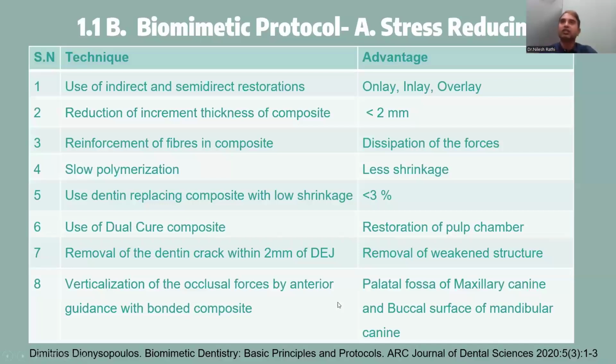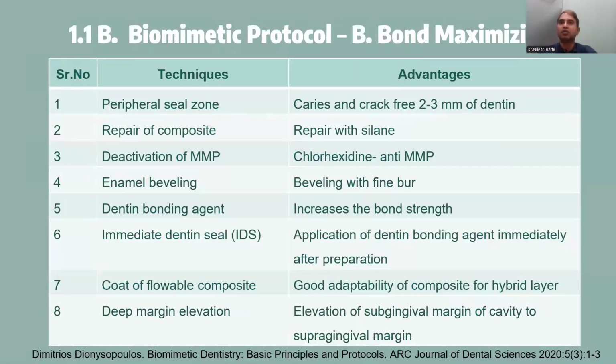After completing the stress reducing activity of the biomimetic protocol, the second is the bond maximizing protocol. The bond maximizing protocol suggests how to increase the bonding strength of an adhesive restorative material, especially resin. The most important thing is to create a peripheral seal zone. Peripheral seal zone means that around the composite restoration, there should not be any caries or crack. The occurrence of caries and cracks will create a fault line and cause fracture of the restoration.